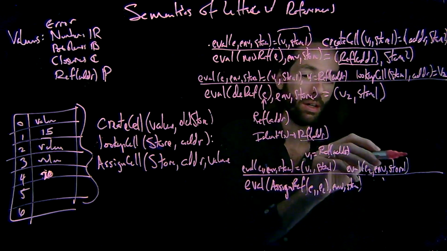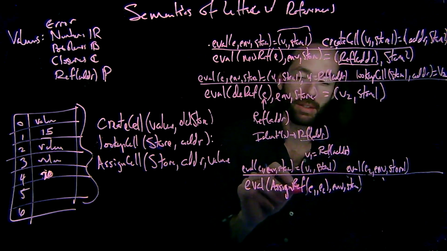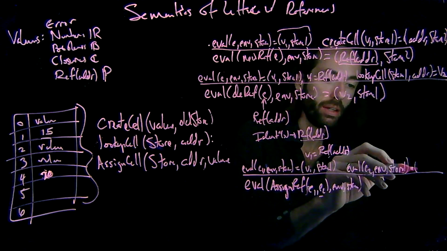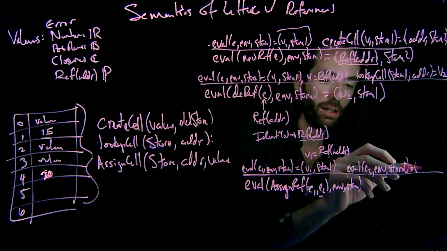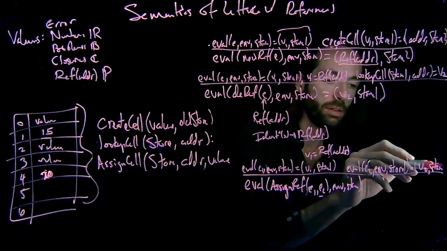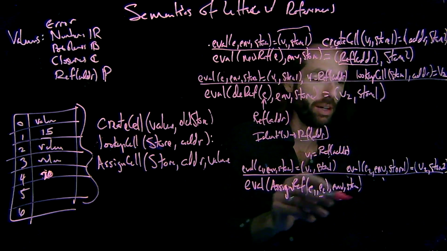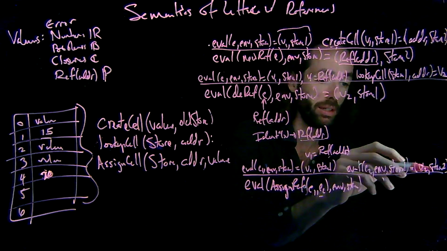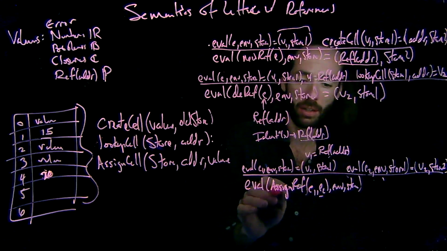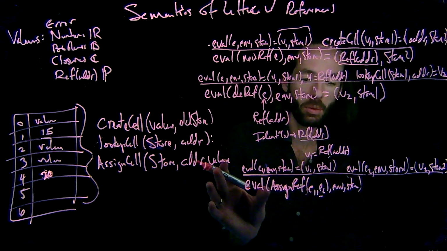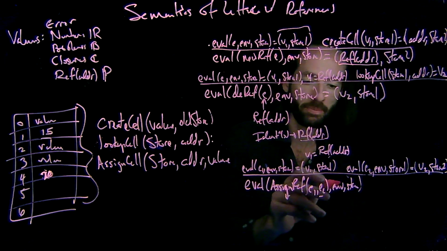Cool. And that is going to be the value that we want to assign to the location at address. So we want to get that back as v2 and store2, because maybe it modifies the store as we go through. And again, hopefully there are no errors going on there, but we're writing down the rule for the error-free form.